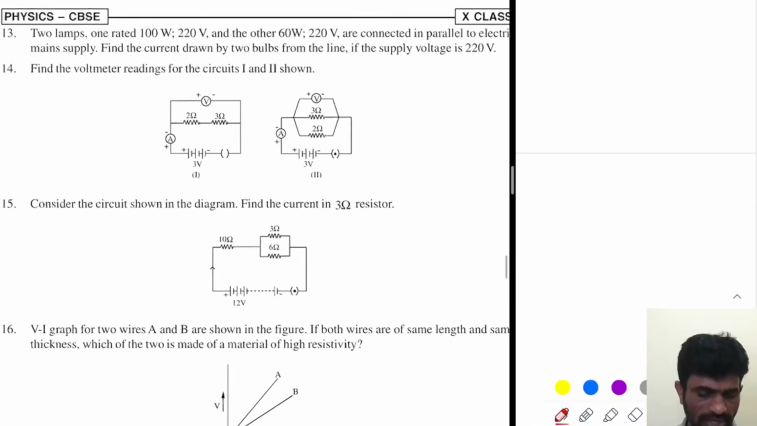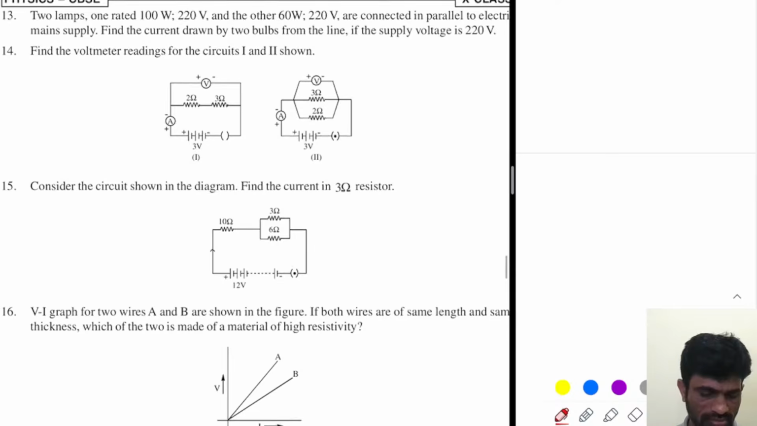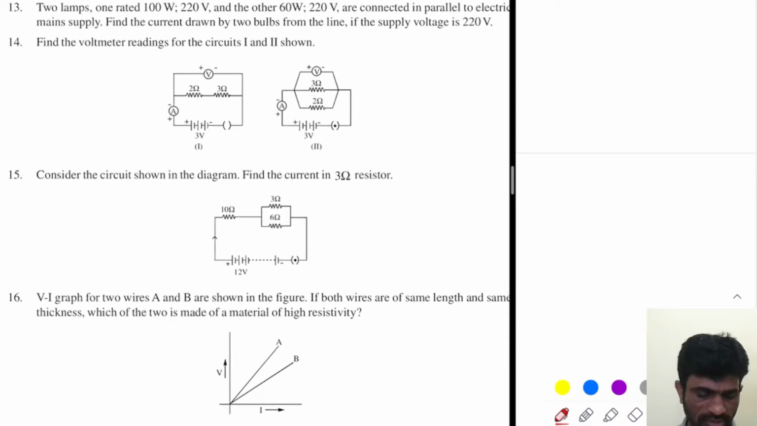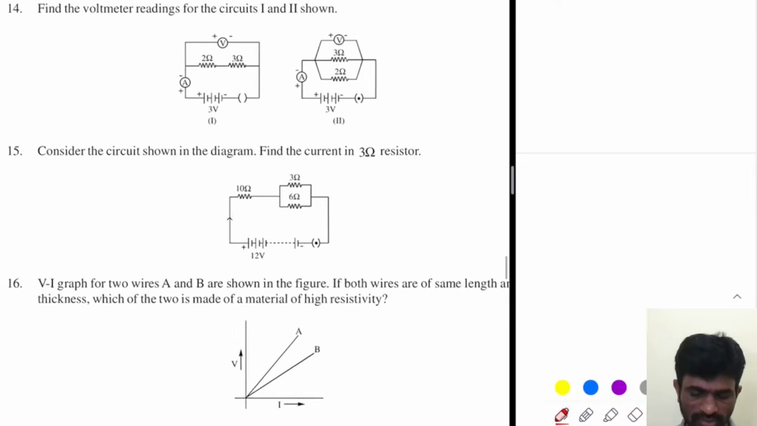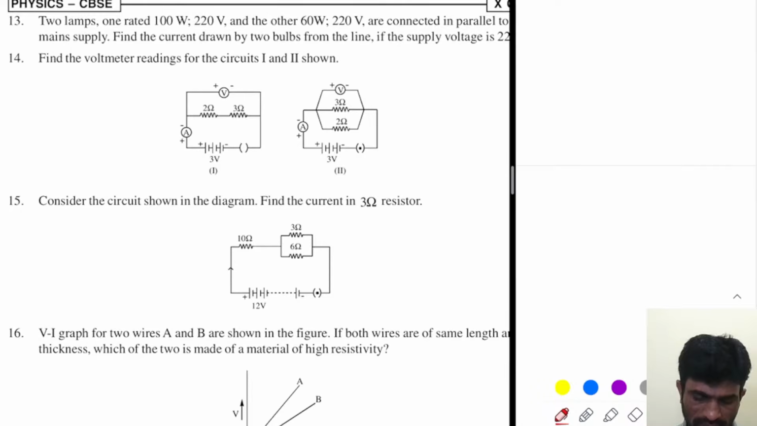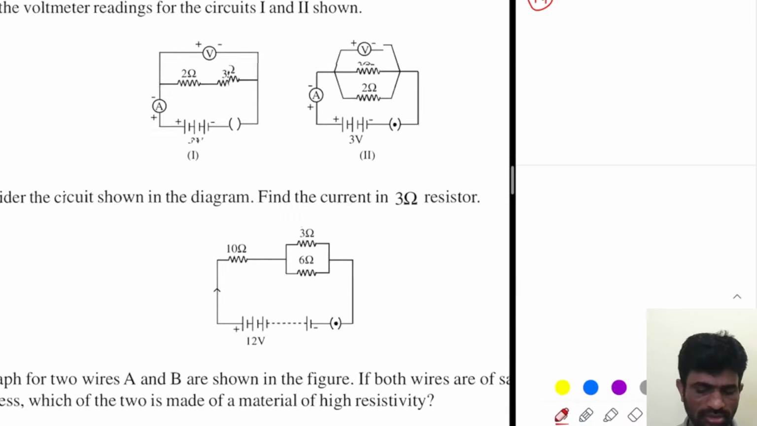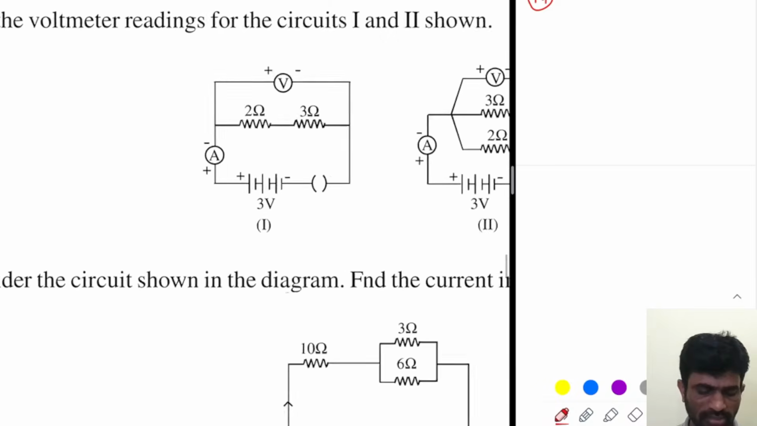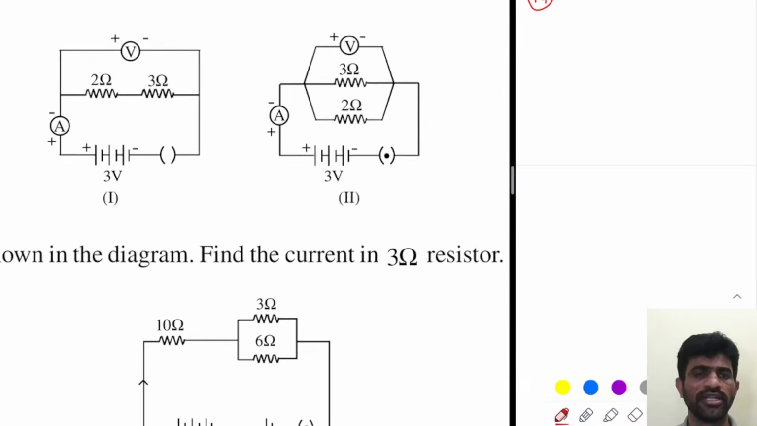Two lamps, one rated 100 watt, 220 volt, and another rated 60 watt, 220 volt, are connected in parallel. So we have to find out the current. I think this was the same repeated question like what we have done before. Now let's go for question number 14, which is series and parallel connection. In question number 14, they are asking to find ammeter and voltmeter readings in both the cases.